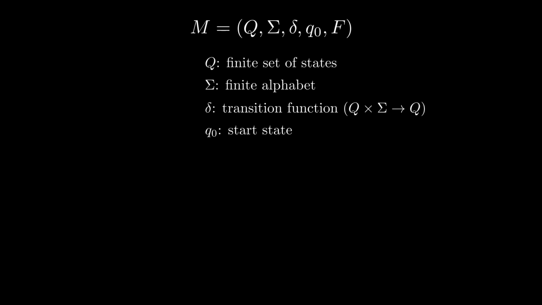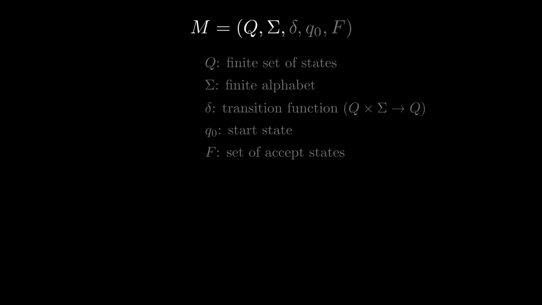Fourth is Q0, which is the start state. There can only be one. And the last element of the tuple is F, which is the set of accept states. We can have multiple accept states. Let's define our last example machine using this formal definition.